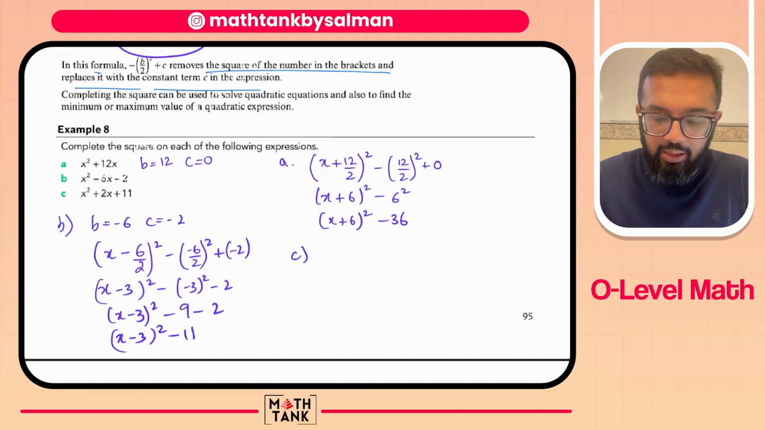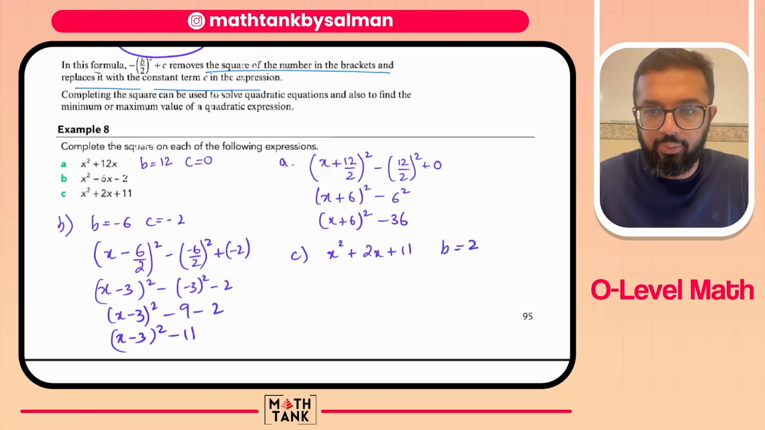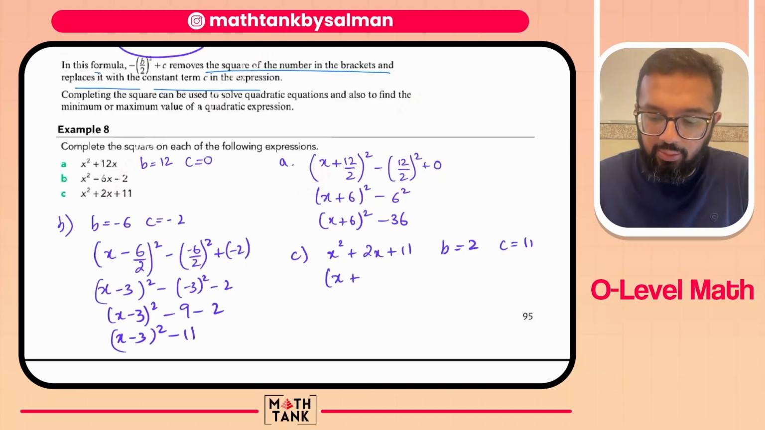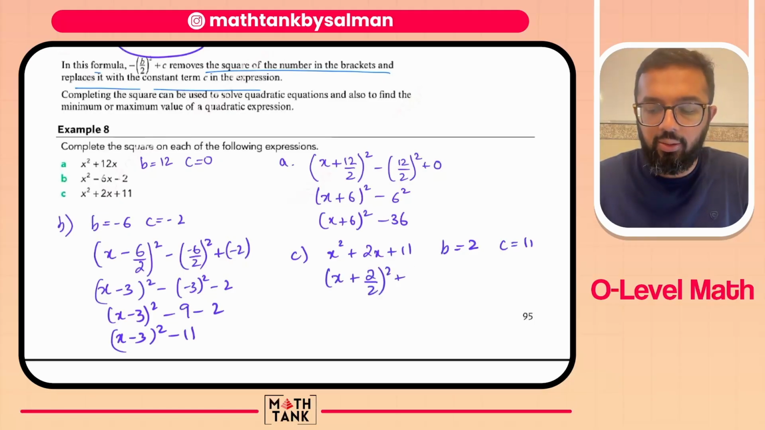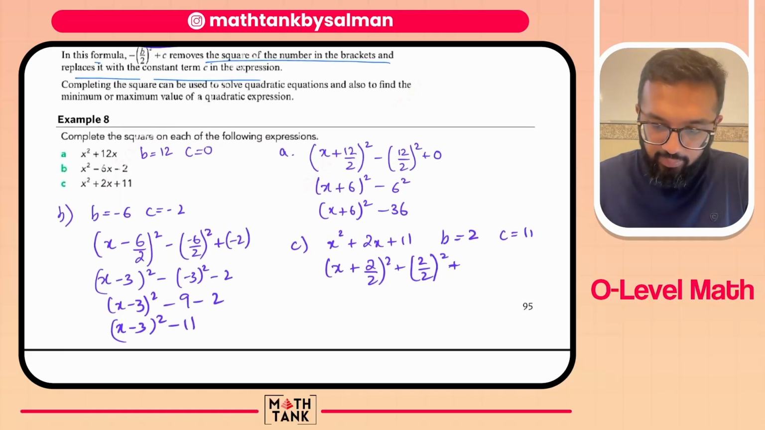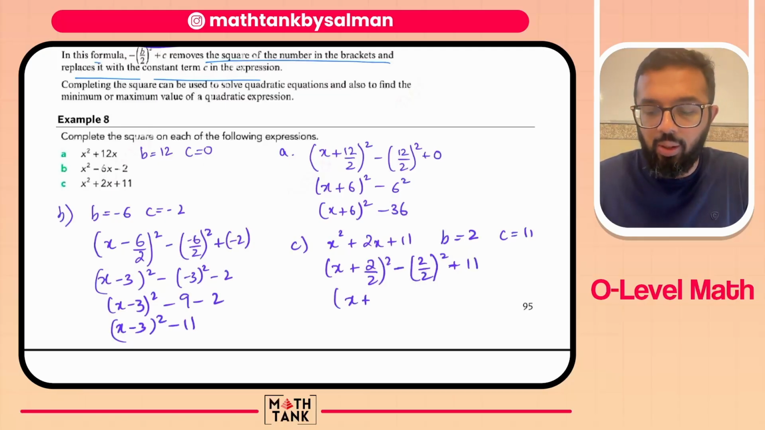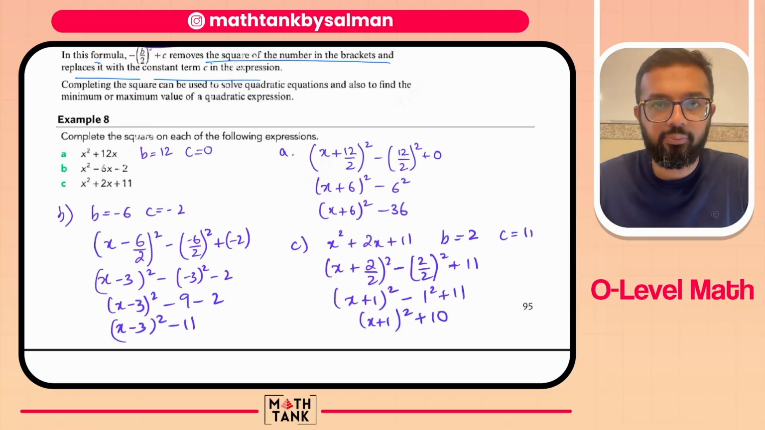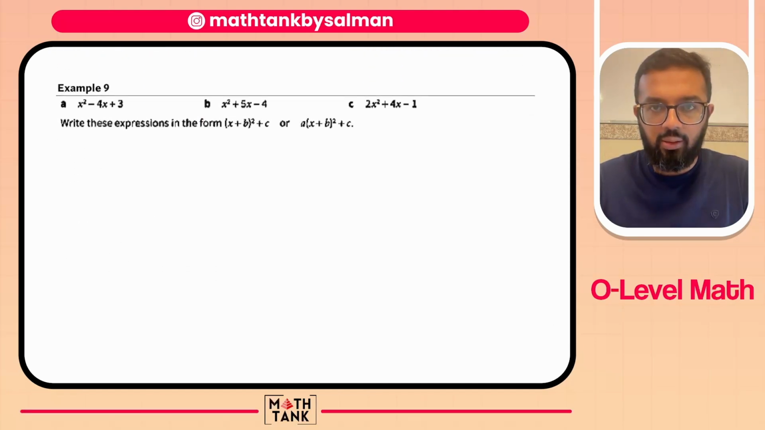Similarly, part c, x square plus 2x plus 11. What is my B? My B is 2 and my C is 11. So x plus b over 2 whole square minus b over 2 squared plus 11. Sorry, minus b over 2 squared, this is minus, plus 11. You have to remember the completed square form. If you don't, then you're going to end up in trouble. Plus 10. So you can solve all such questions like this.